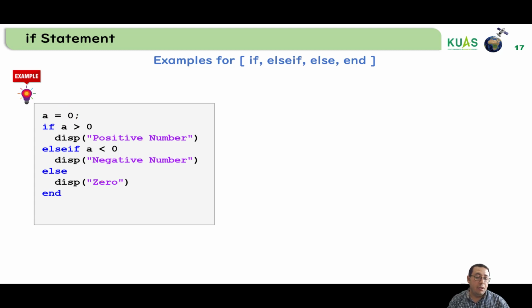So let's evaluate. A equals 0. So if a greater than 0, this is the first condition, but a is 0, not greater than 0, so the output is false. If false, we will skip this and go to check the next one. So the next condition says if a, which is 0, less than 0. So if 0 less than 0, this is a false condition. If false, we will not execute this and directly go to else, and in the else we are going to display 0 and go to end. So the output for that will be 0.